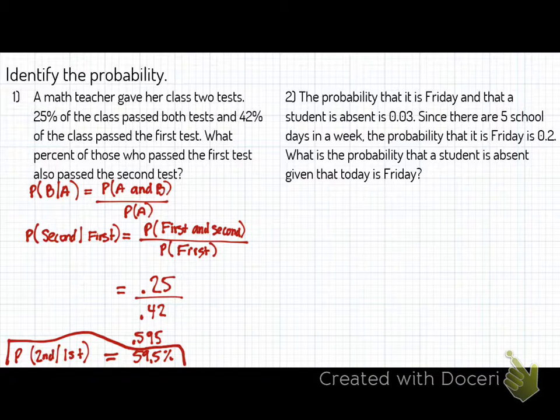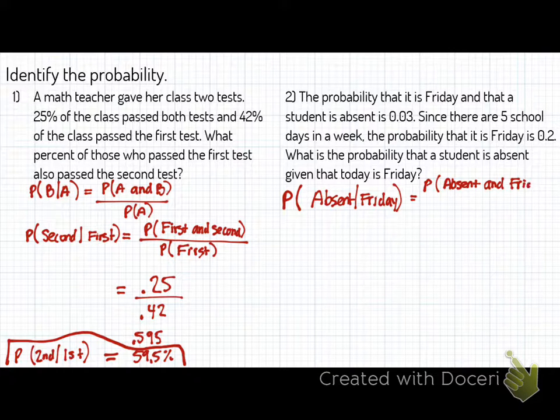So the first thing we want to do is set up our question. What are we trying to figure out? I want to figure out what's the probability that someone is absent given that today is Friday, okay? That's what this problem is asking me. Okay, so then I would apply the formula that's on step 2. So we want to know what's the probability of someone being absent and it being Friday, and then we want to know what's the probability that today is Friday.